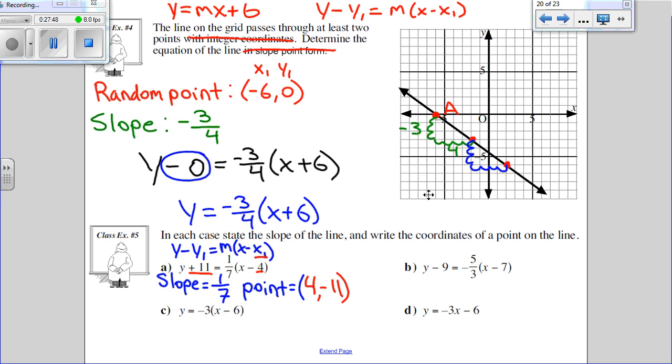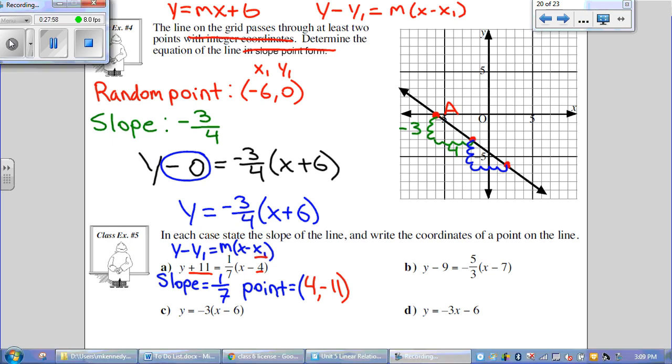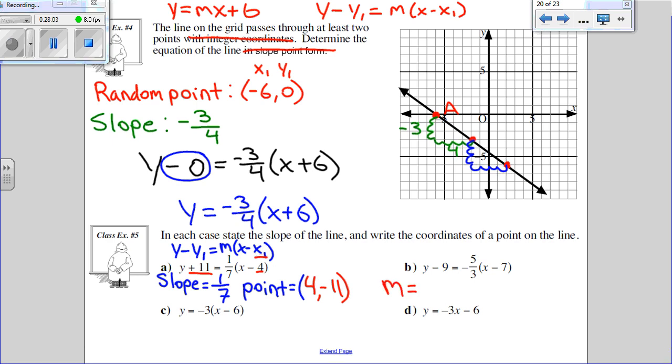Let's do this. If you're looking at B, the slope is always, I'm just going to use m for slope, I'm lazy, the number that's outside the brackets being multiplied by the x. So in this case, the slope is negative 5 over 3. The point is the two numbers that are being added or subtracted from the x and the y, and it's opposite symbols. So in this case, my point would be 7, 9. And they're both positive, because in the equation it looks like negative 7 and negative 9, it's opposite symbols.